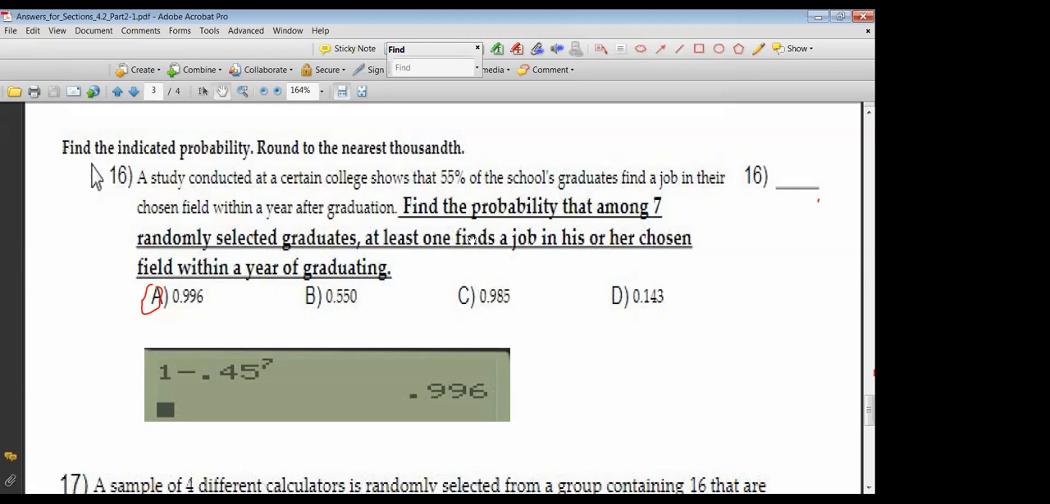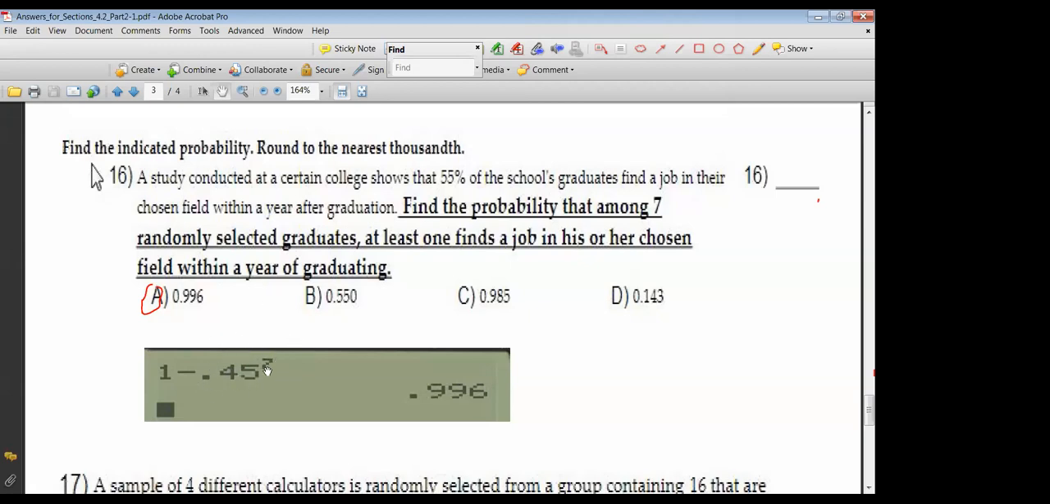At least one could be one or two or three or four or five or six or seven. We don't know how to do that. So we say one minus the probability of none of the seven finding a job. Well, if 55% find a job, then 0.45 don't find a job. The first person doesn't find a job, and the second, and the third, and the fourth, the fifth, the sixth, and the seventh. So it's 0.45 to the seventh power.